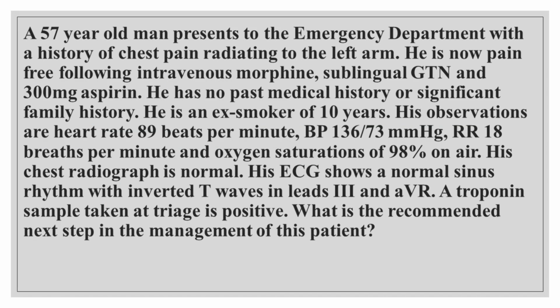A 57-year-old man presents to the emergency department with a history of chest pain radiating to the left arm. He is now pain-free following intravenous morphine, sublingual GTN and 300 mg aspirin. He has no past medical history or significant family history. He is an ex-smoker of 10 years. His observations are heart rate 89 beats per minute, BP 136 by 73 mmHg, RR 18 breaths per minute and oxygen saturations of 98% on air.